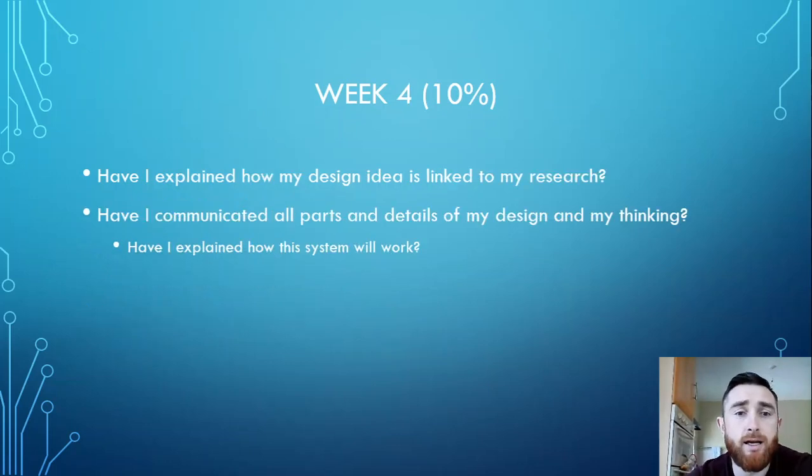Week 4, have I explained how my design idea is linked to my research? Okay, so this is really important. If you come up with some unbelievable project here and it doesn't link to your research, or it doesn't link to your local area, well then it doesn't count, right? It doesn't work because it has to be specific to that exact problem. So if you don't have this issue, then you can't solve it.